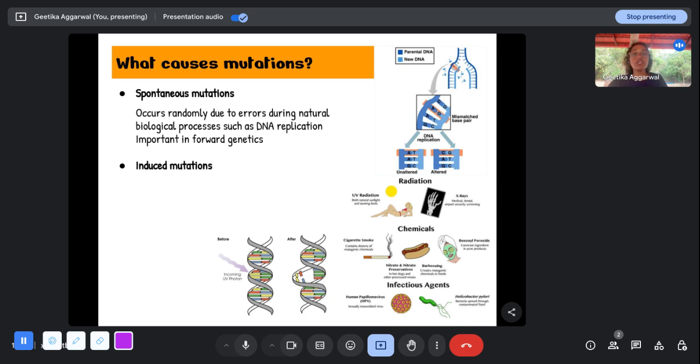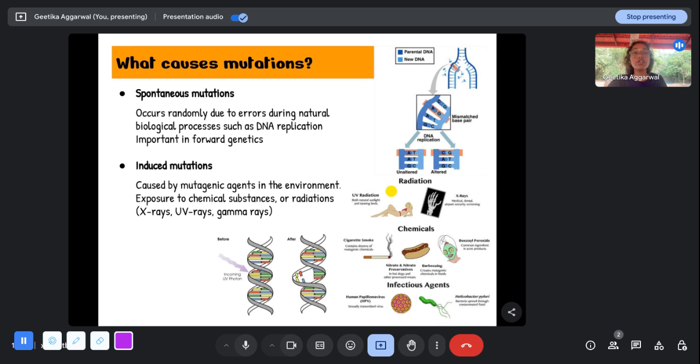The other kind of mutations are induced mutations, which are caused by external factors, by environmental factors, the mutagenic agents that might be present in the environment. As you can see in this image, there are different kinds of mutagenic agents. For example, radiation like UV radiation and X-rays; chemicals, for example cigarette smoke, and chemicals like benzoyl peroxide, which is present in sunscreens, acne products and skincare. Then there are preservatives present in things like hot dogs, and things present in barbecue sauces. All of these are chemicals which can potentially lead to mutations.